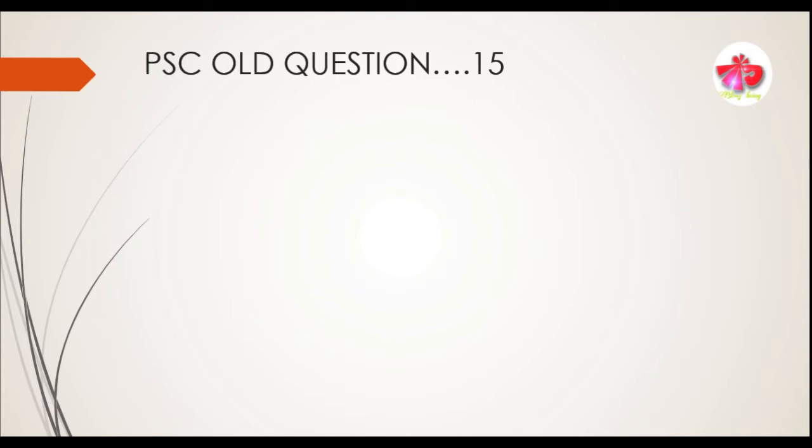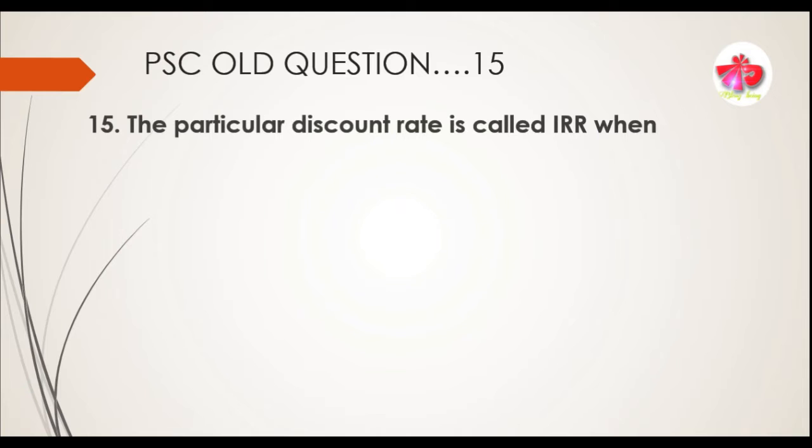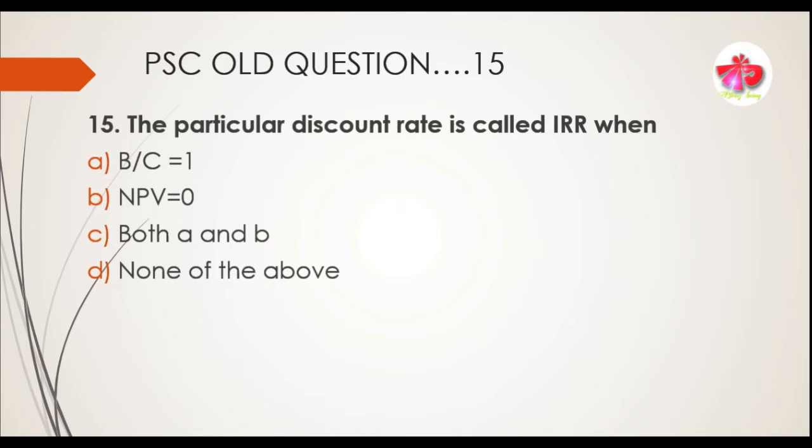Question number 15. The particular discount rate is called internal rate of return when: BC ratio equals 1; net present value NPV equals 0; both of A and B; and option D is none of them. So friend, the particular discount rate is called internal rate of return when net present value NPV equals 0. So option B will be the correct answer here.